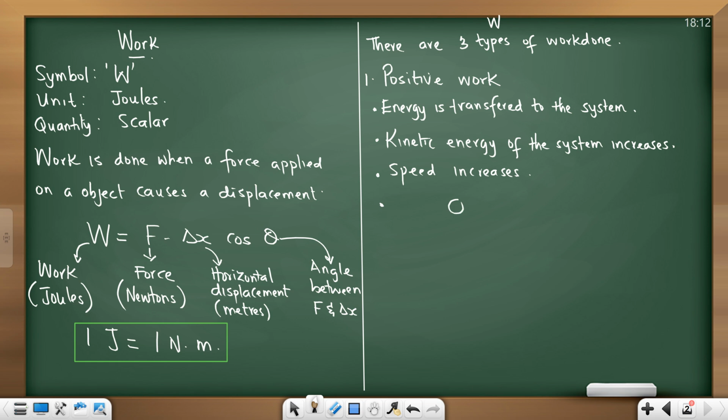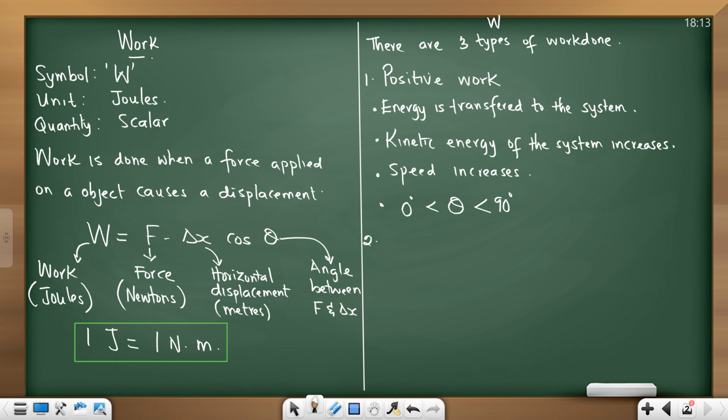I'm going to give you one more. Theta, this angle theta, is between 0 degrees and 90 degrees. When that happens, I'm going to have positive work, because if you check, we're in the first quadrant. Let's go back to the trig ratios. Cos of any of that angle is positive. In the first quadrant, we're dealing with acute angles, and all the trig ratios are positive.